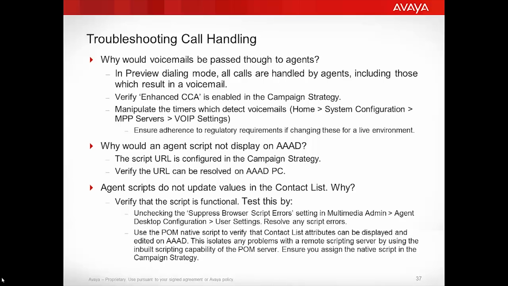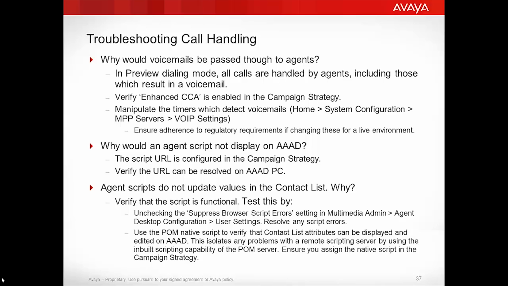Agent scripts might not update values in the contact list. A script could be showing and allowing the agent to update fields in the contact list, but we may have a scenario where this doesn't work. You should test that the script is functional by unchecking Suppress Browser Script Errors in the Multimedia Admin Agent Desktop Configuration settings. Make sure that the script writer resolves any script errors. Usually there'll be JavaScript or similar errors.